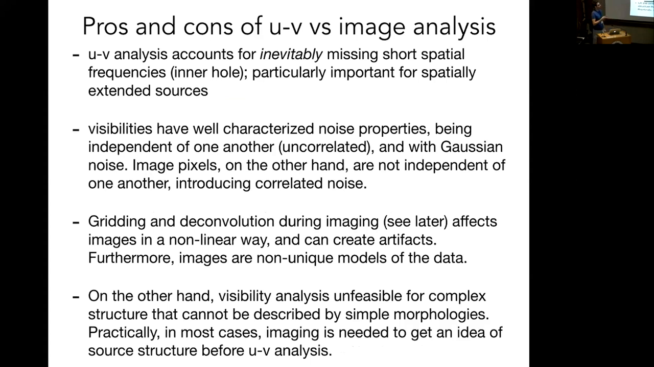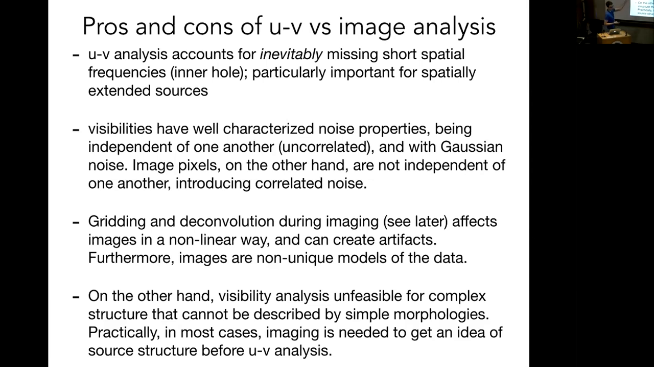Then the visibilities have well-characterized noise properties. So the noise at every UV location should be a Gaussian with a sigma equal to what you derive from your weight. And they're independent of one another. So the noise in one UV point is independent of the noise at another UV point. Whereas on the other hand, if you make an image, the pixels in this image are correlated with one another. And so that introduces correlated noise, and that may be difficult to account for in, say, a fitting routine that you want to implement for your model.